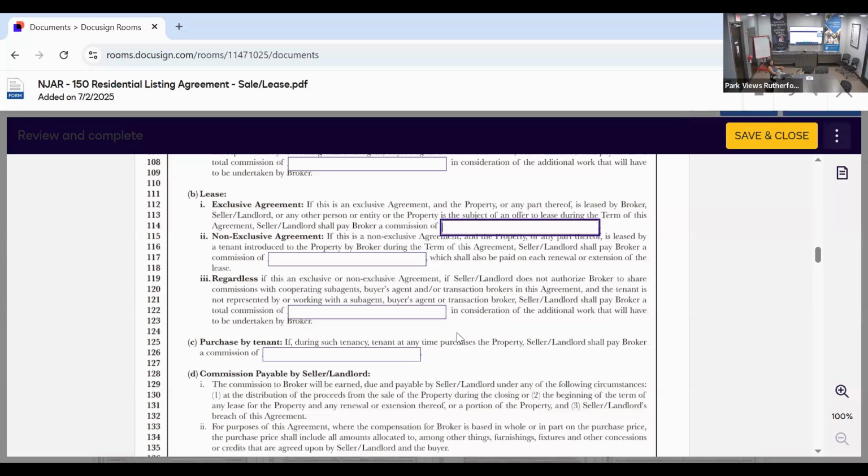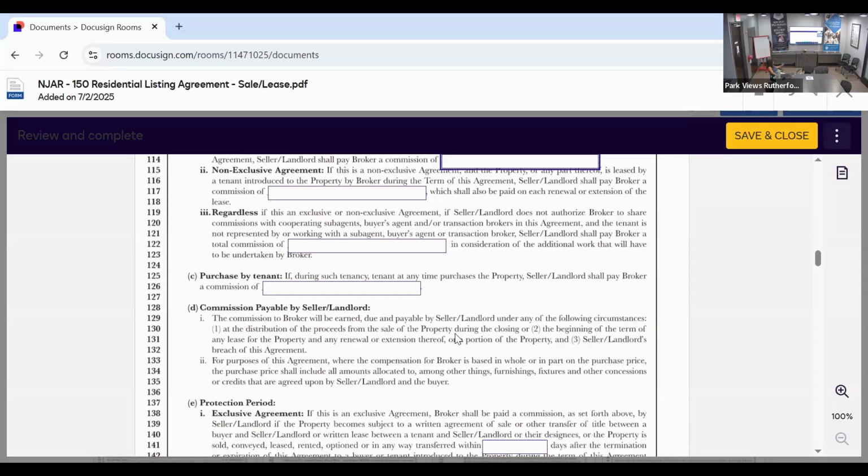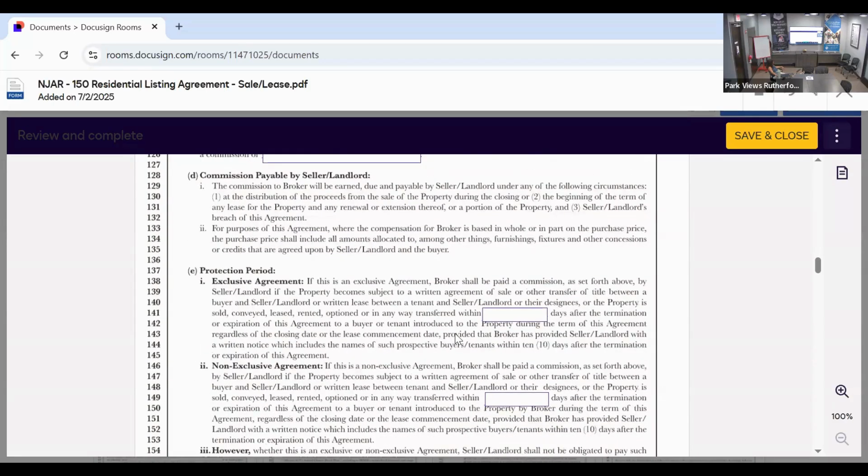Okay, so what about if I have a listing and I also get the tenant? They both pay me. Well, that's why you write it on your agreements. But I'm gonna go over the exclusive agency agreement on the tenant side, because everyone's kind of funny.